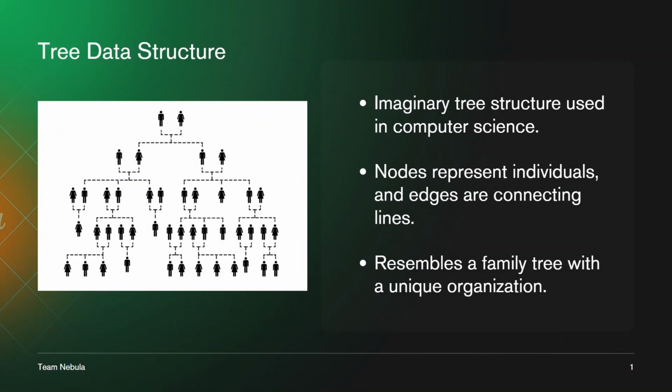The tree data structure. Imagine a tree, not the kind with leaves and branches, but a special kind of structure we use in computer science. This structure is like a family tree, where you have a bunch of individuals, we call them nodes, and lines connecting them, we call these edges.